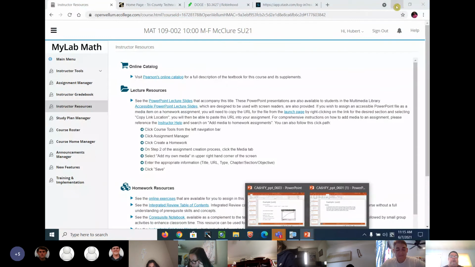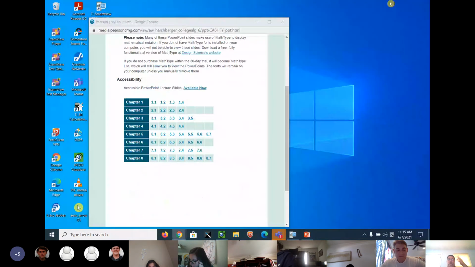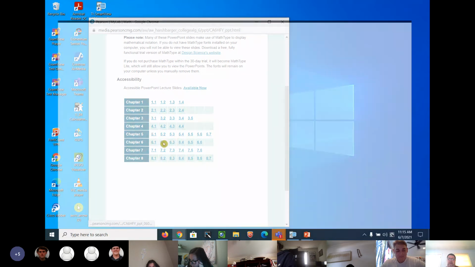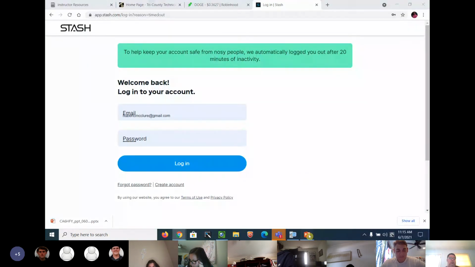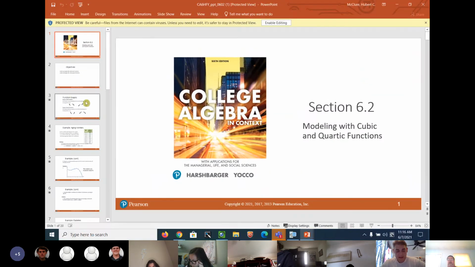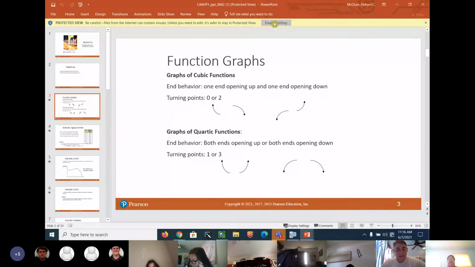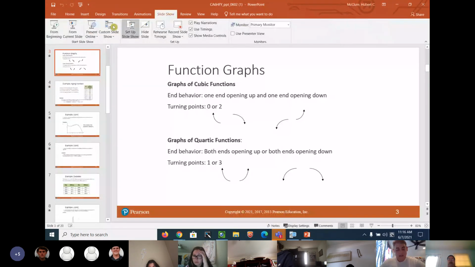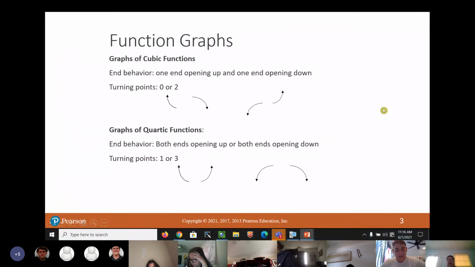All right, so 6.2. What the heck is that? There it is. There's your ending behavior. We already talked about this, but go ahead and write it down so you can feel good about yourself. If you have an even function, your ending behavior is going to go both ways. That's even function. If you have an odd function, it's going to go opposite directions.